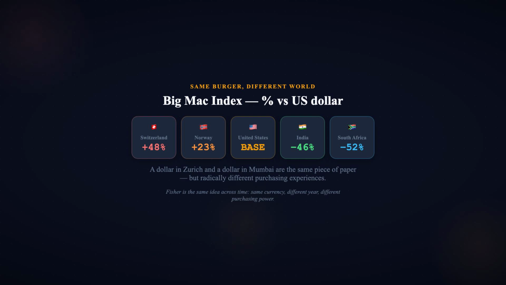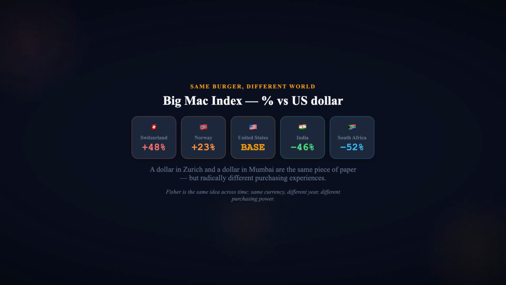What does this tell you? Not which currency to trade on Monday morning. The data is explicit about that. It tells you that the same nominal amount of money stretches very differently depending on where you stand. $1 in Zurich and $1 in Mumbai are the same piece of paper, but radically different purchasing experiences.